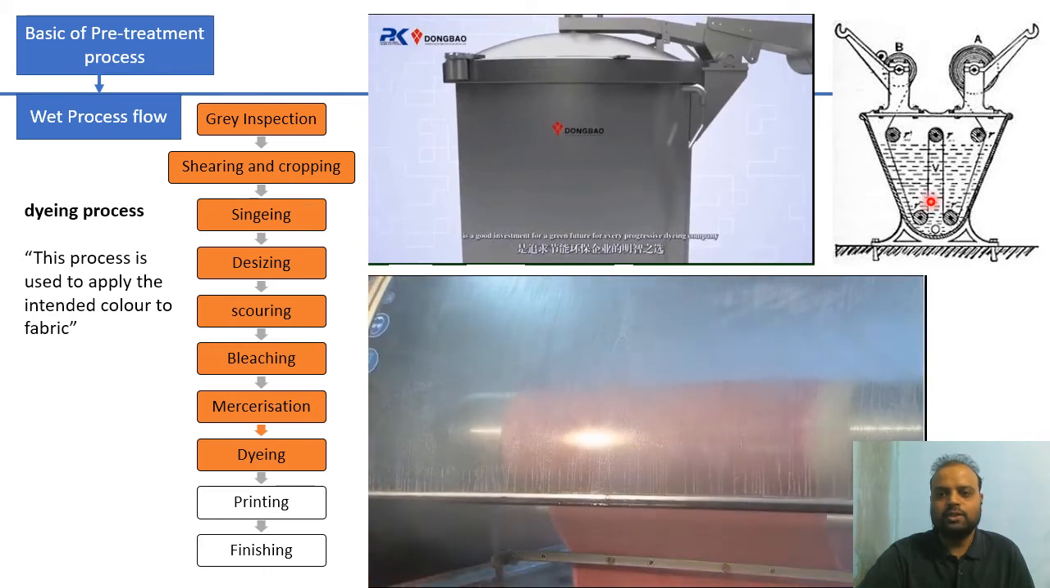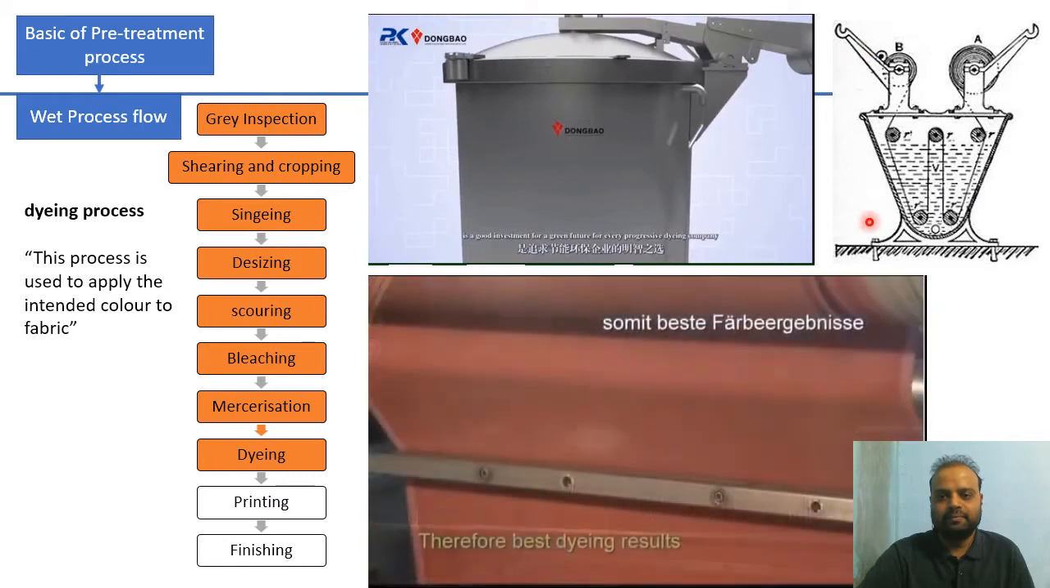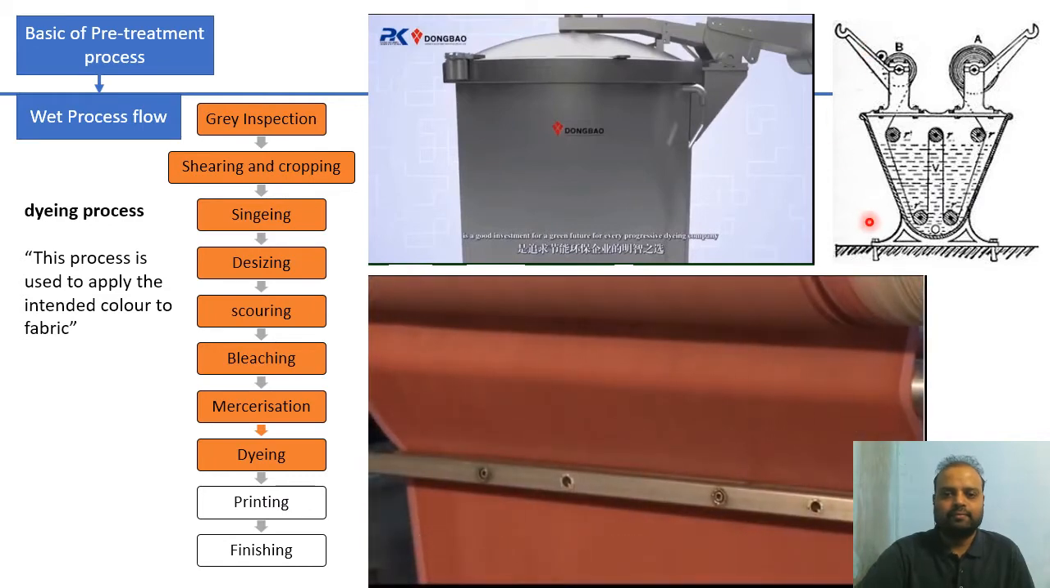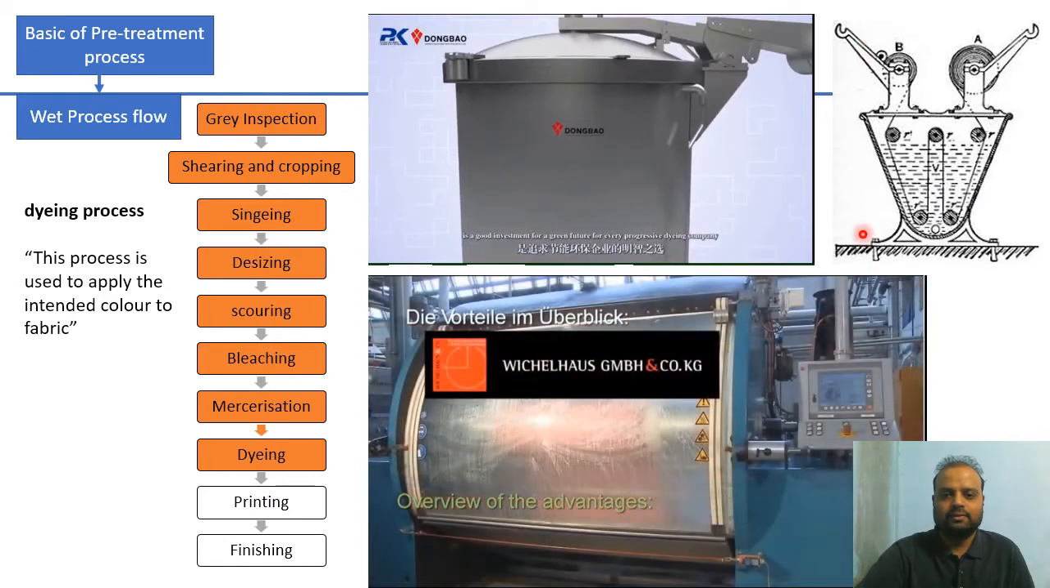So this machine is known as a jigger. Earlier fabric was white, now it becomes orange in color. So in the fabric form also, dyeing takes place in a jigger machine. This is a very simple form of machine.